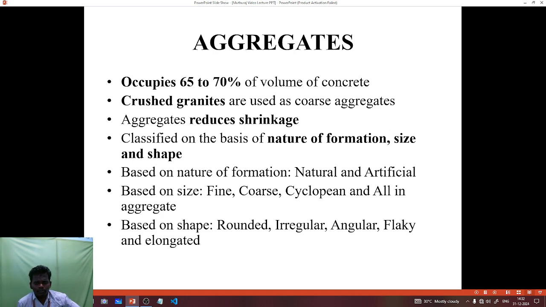Based on the nature of formation: natural and artificial aggregates. Based on size: fine, coarse, cyclopean and hardened aggregates. Based on shape: rounded, irregular, angular, and flaky and elongated.